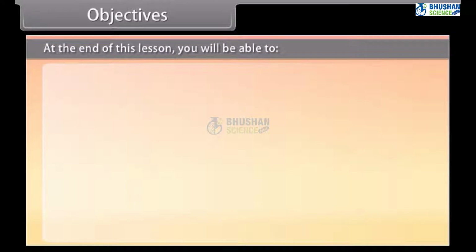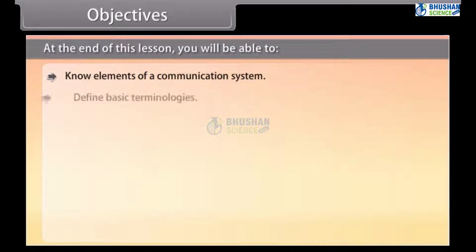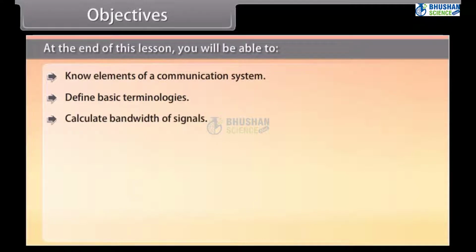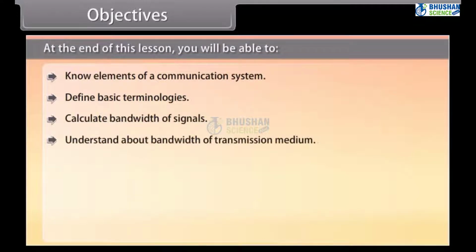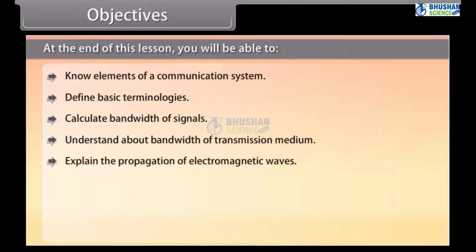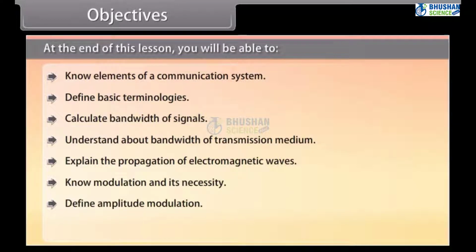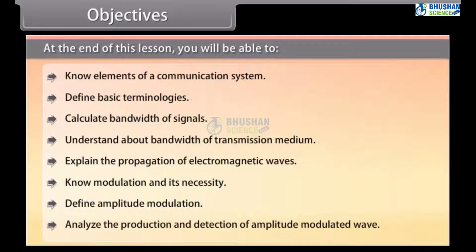At the end of this lesson, you will be able to know elements of communication system, define basic terminologies, calculate bandwidths of signals, understand about bandwidth of transmission medium, explain the propagation of electromagnetic waves, know modulation and its necessity, define amplitude modulation, analyze the production and detection of amplitude modulated wave.